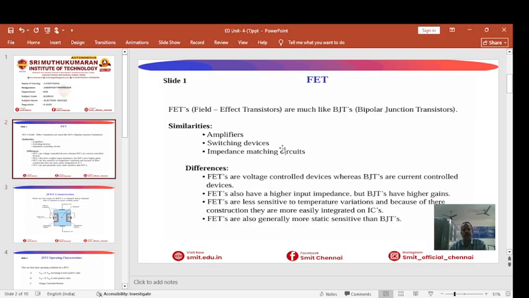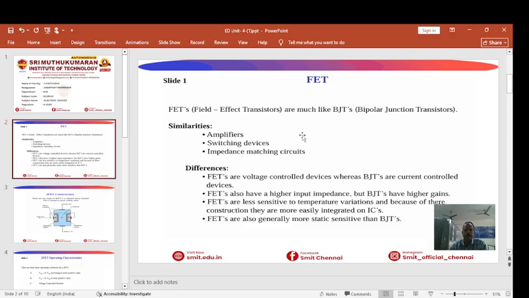Earlier we have seen about the BJT and its three modes of operation and its characteristics. So it is very much like BJT but with a difference. What are the similarities between FETs and BJTs? Both can act as an amplifier, both can act as a switch, both can be used for impedance matching purposes.